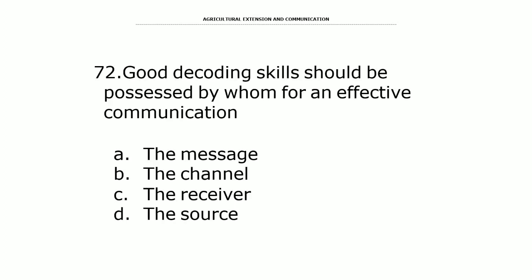Number 72. Good decoding skills should be possessed by whom for an effective communication? A. The message, B. The channel, C. The receiver, or D. The source. The answer is the receiver.